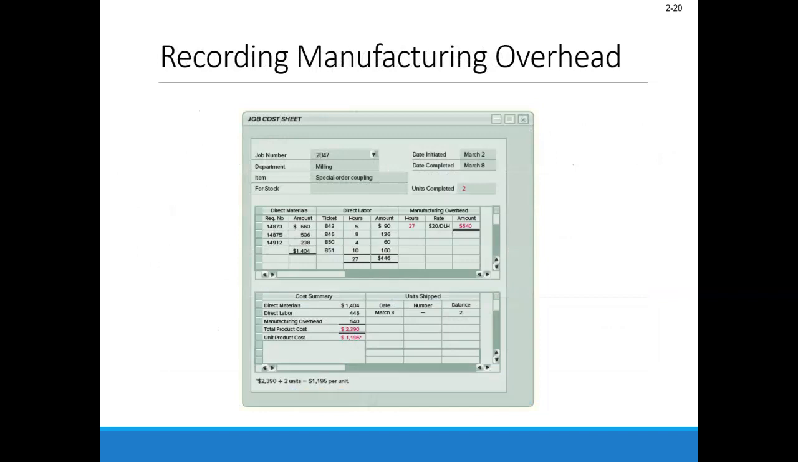So you see here, we show 27 hours because the direct labor in this particular job was 27 hours. We take that actual 27 hours times the predetermined rate of $20 to apply that $540 to this job. Does that make sense? Yes? No? Okay.